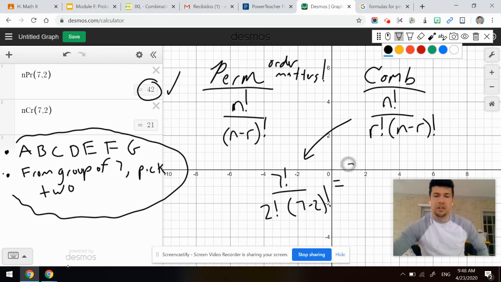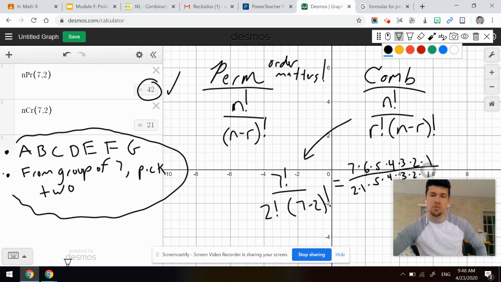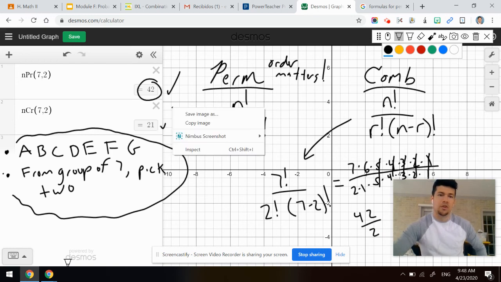So again, that's going to give me the same thing up top: 7 times 6 times 5 times 4 times 3 times 2 times 1, all divided by, well, 2 factorial is 2 times 1. And then 7 minus 2 factorial, that's 5 factorial, multiplied times 4 times 3 times 2 times 1. So again, all of these are going to cancel out, and I'm left with 42 divided by 2 times 1, which is 2. 42 divided by 2, and that's why I get 21.